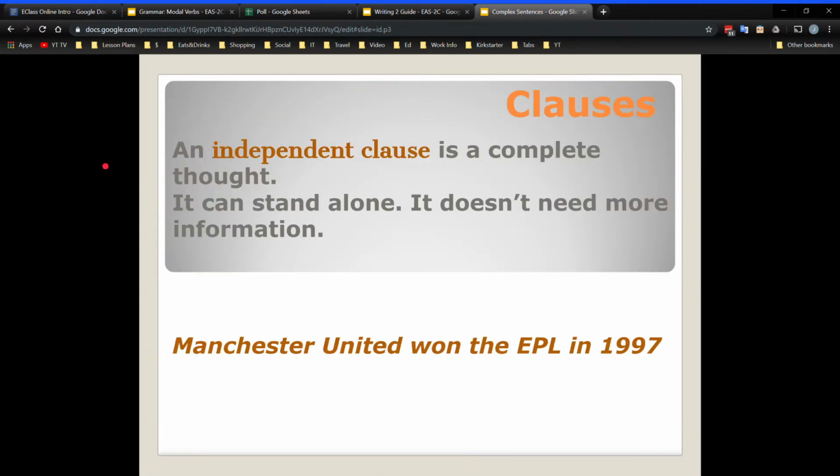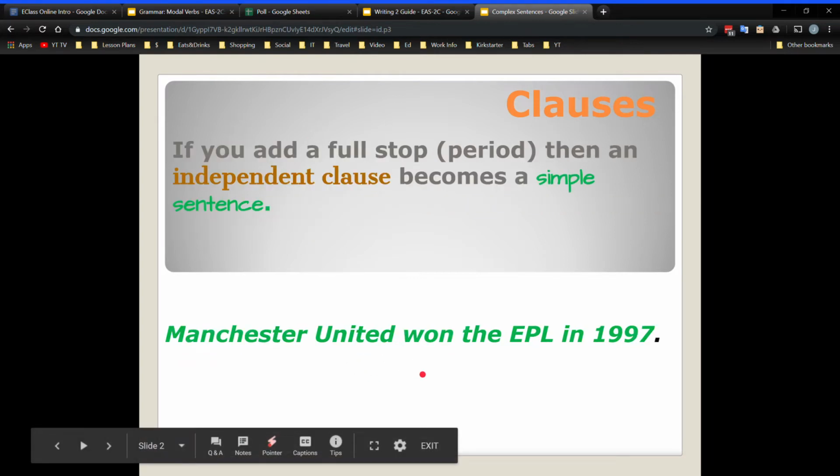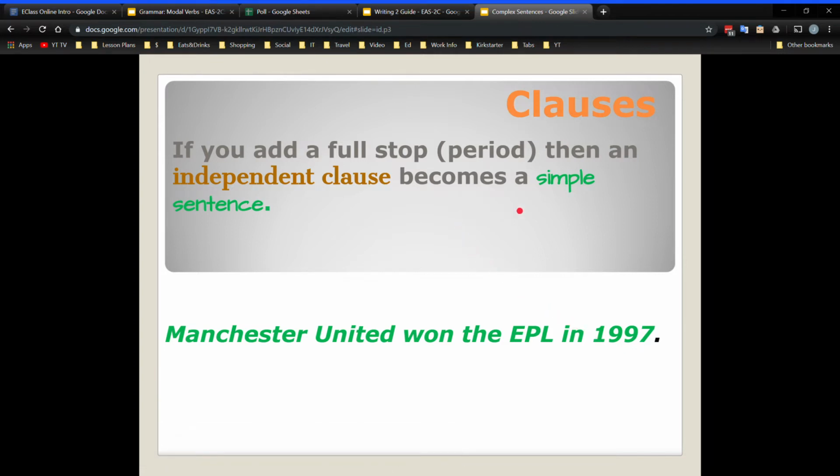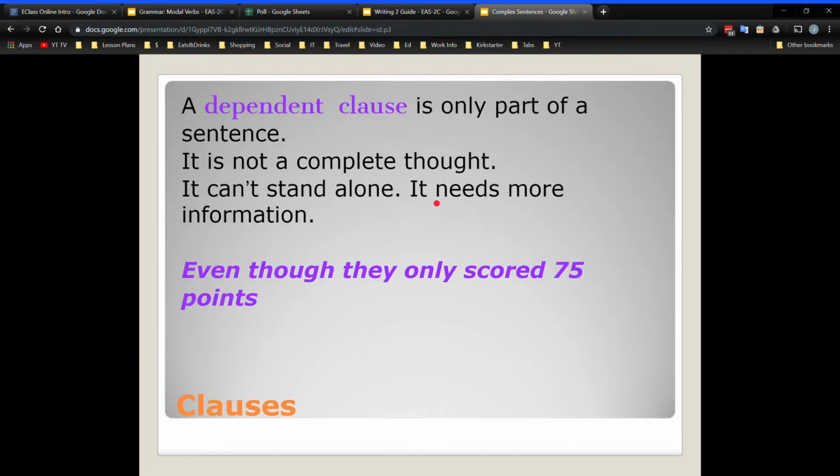We kind of learned a little bit of this, if you remember, when we talked about simple sentences. An independent clause is a complete thought. We could say the same thing about a simple sentence. So it can stand alone. It doesn't need more information. For example, this sentence, Manchester United won the EPL in 1997. We could just put a little period or end mark here, and it becomes a simple sentence. And yeah, that's an independent clause.